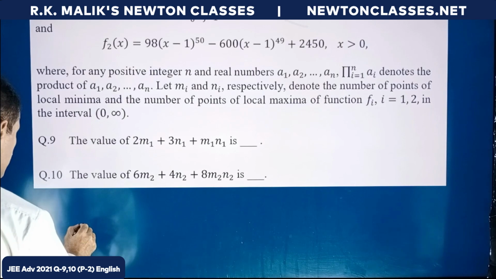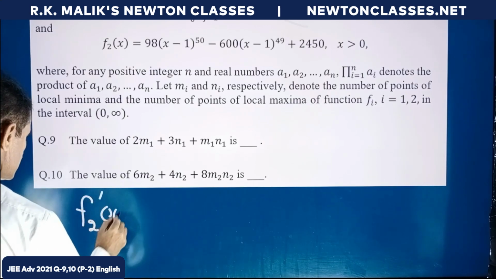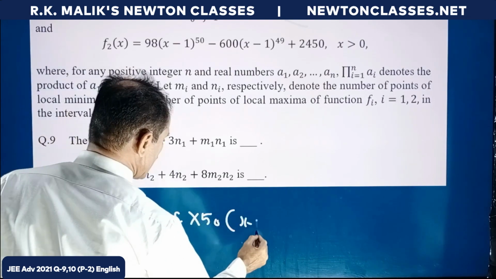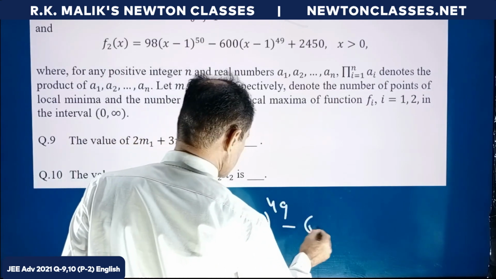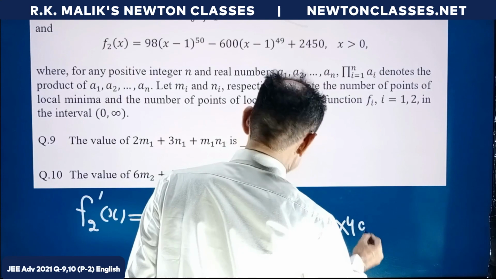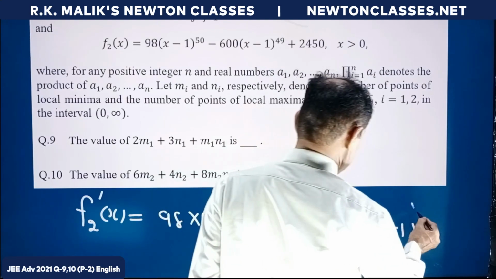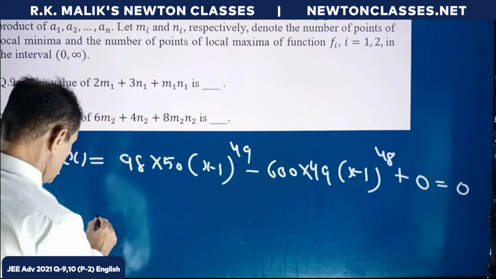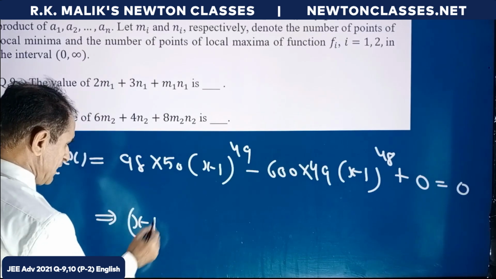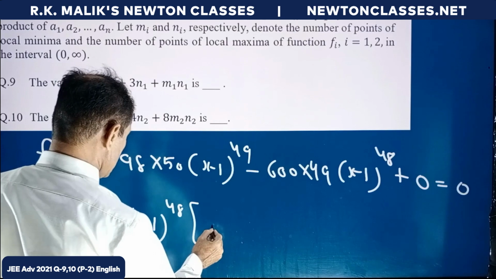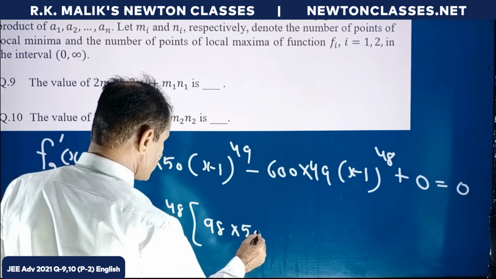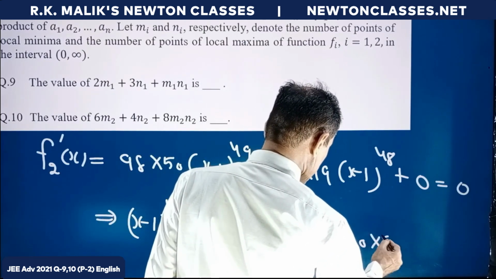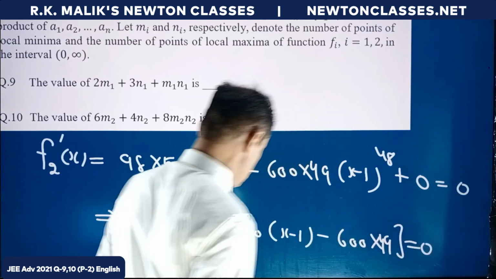And the procedure for f2x is not different. It is easy to observe that f2 dash x is 98 into 50 into x minus 1 to the power 49 minus 600 into 49 into x minus 1 to the power 48 plus 0, and we put it equal to 0, which implies that x minus 1 to the power 48 into 98 into 50 into x minus 1 minus 600 into 49 is equal to 0.